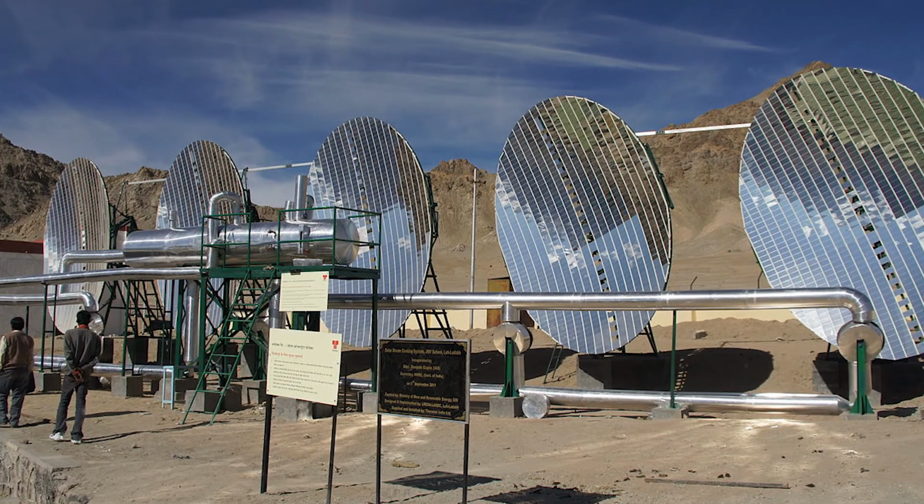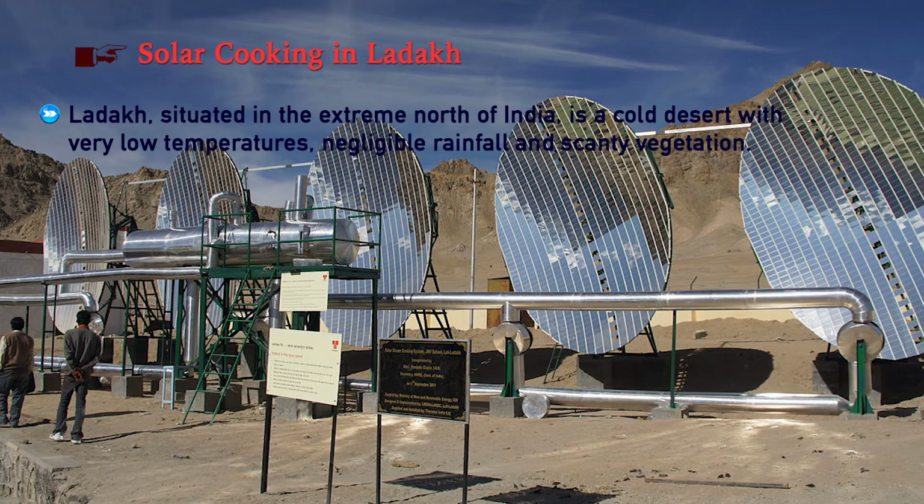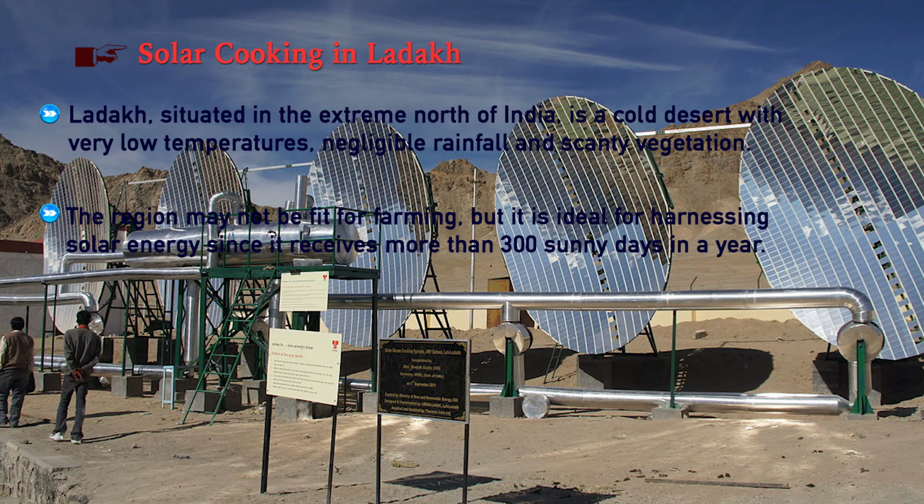Second case study: we can take the example of solar cooking in Ladakh. Ladakh, situated in the extreme north of India, is a cold desert with very low temperature, negligible rainfall and scanty vegetation. The region may not be fit for farming, but it is ideal for harnessing solar energy since it receives more than 300 sunny days in a year.